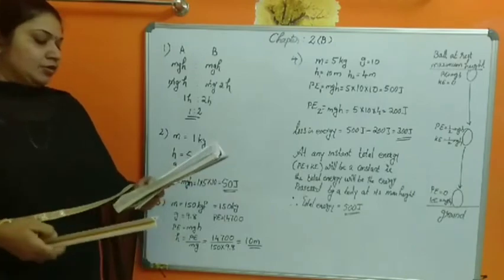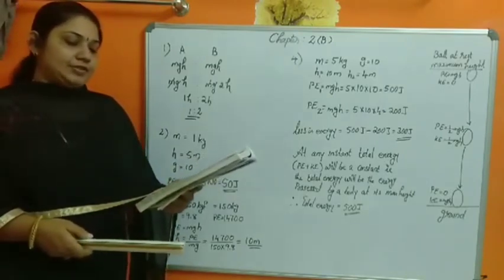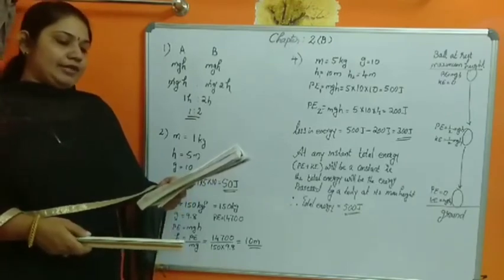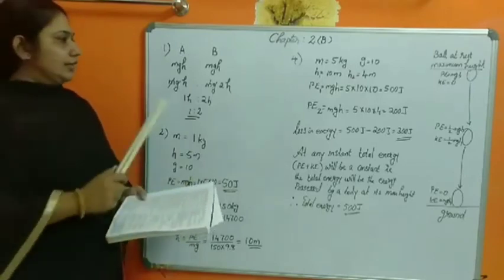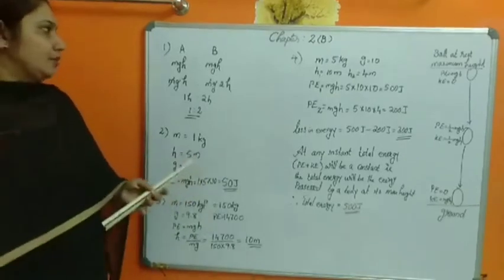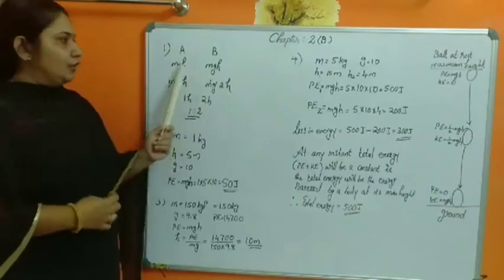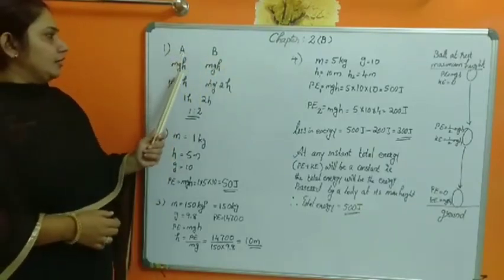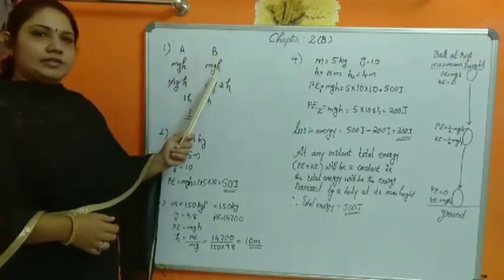Okay. So the first question is, two bodies of equal masses are placed at a height h and 2h. Find the ratio of their gravitational potential energies. We are asked to compare the ratio of gravitational potential energy. So the gravitational potential energy formula is mgh. We have two masses A and B. So for the first body A, the potential energy will be mgh, and for the second body B, it is mgh.